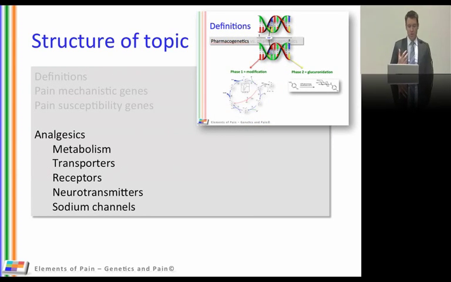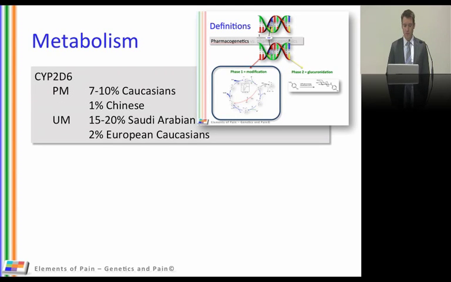Now let's move on to analgesics and how the analgesics are affected by SNPs. You can affect the metabolism of drugs, the transport of drugs across various membranes, how drugs interact with receptors, the neurotransmitters themselves, and of course sodium channels. So metabolism, let's go on to phase 1 metabolism.